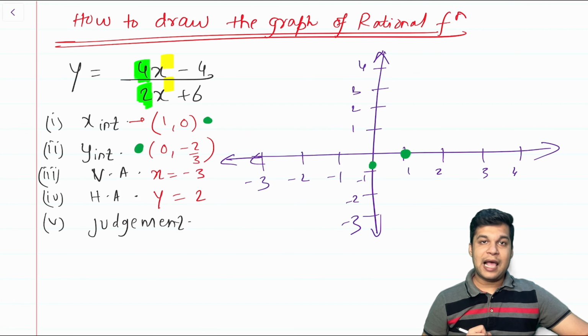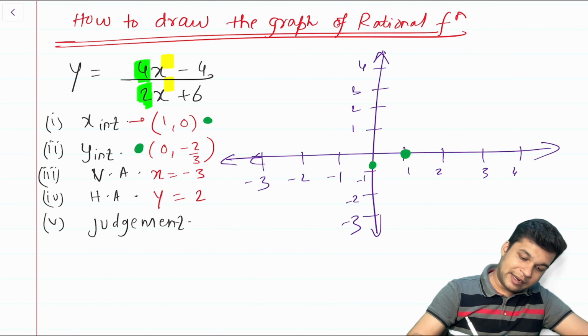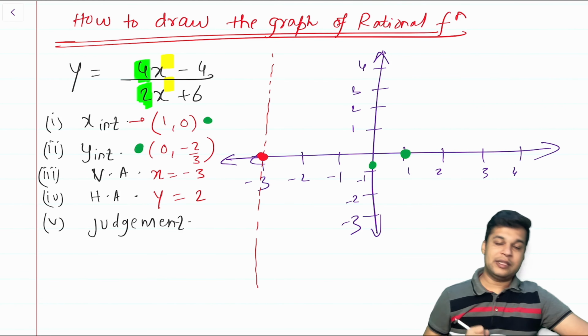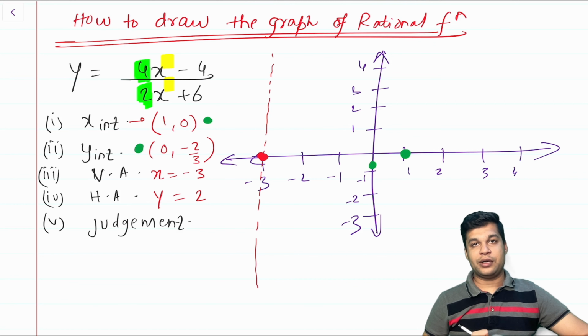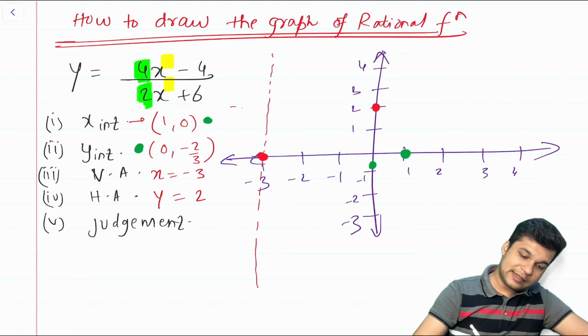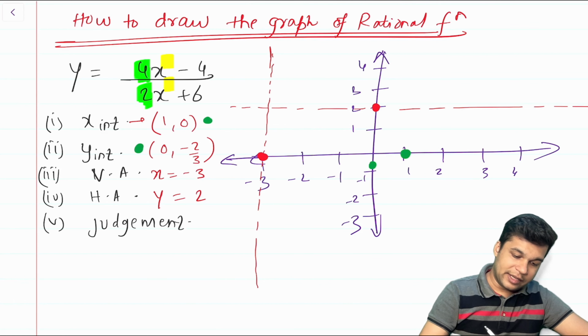The vertical asymptote is x equal to negative 3. So x equal to negative 3 is here. There will be a line which will pass through it and will be parallel to the y-axis. So this line over here is your vertical asymptote. The horizontal asymptote is y equal to 2. So y equal to 2 is here, and there will be a line parallel to the x-axis passing through that point. So it is something like that.